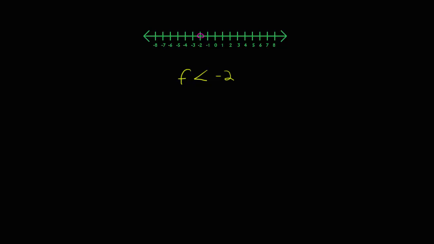Our variable is first, so the direction of our inequality and the direction of our graph in this case are both going to be to the left. So we will have our graph point to the left. And there is our graph of the inequality f is less than -2.